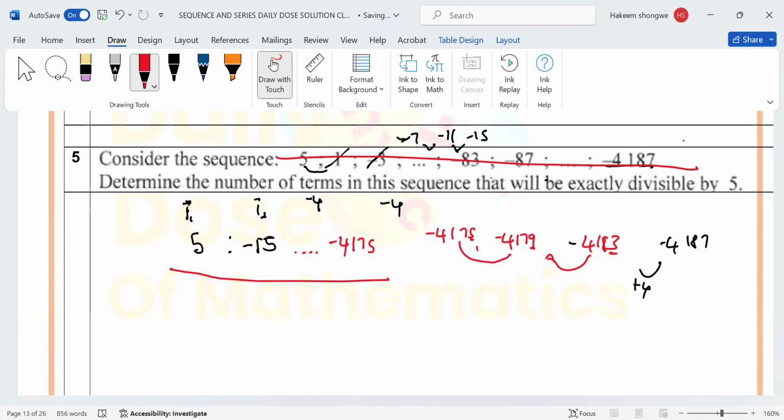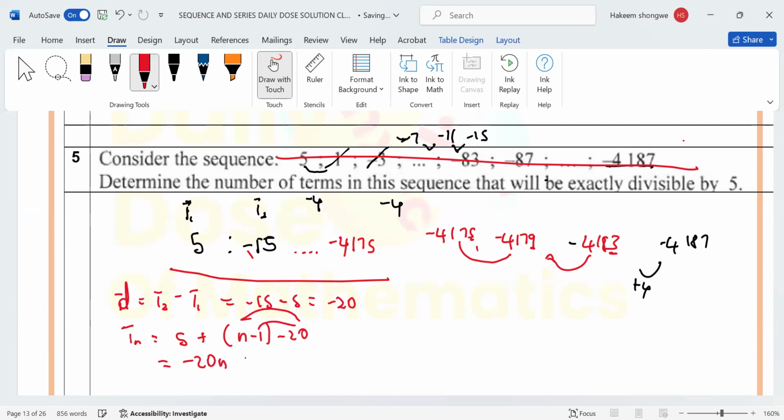So when you want only the terms which are divisible by 5, you take this series and forget about that one. It needs to have its own common difference. So d is going to be given by term number 2 minus term number 1. What is your term number 2? Minus 15. What is your term number 1? 5. And then what you get as your d is minus 20. And then you are going to have its own general formula, which says Tn is going to be 5 plus (n minus 1) multiplied by minus 20. Multiplying out, we get minus 20n plus 25.